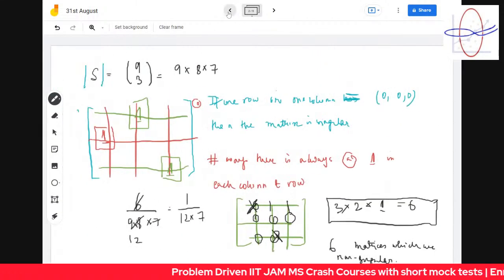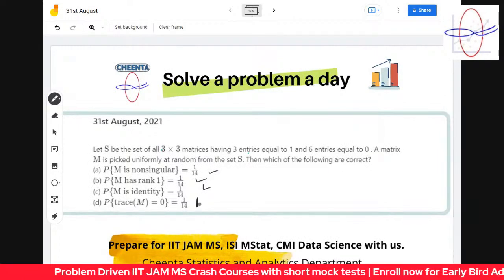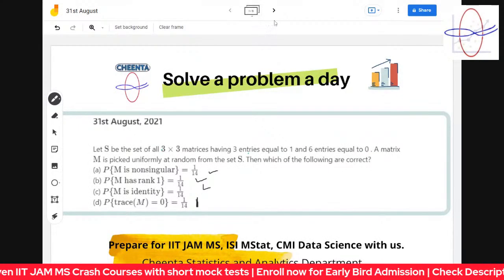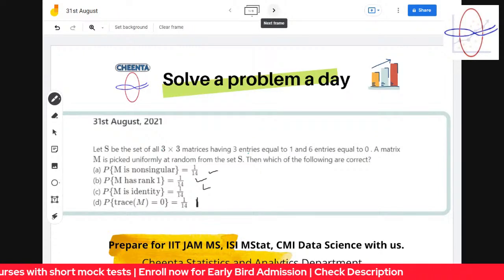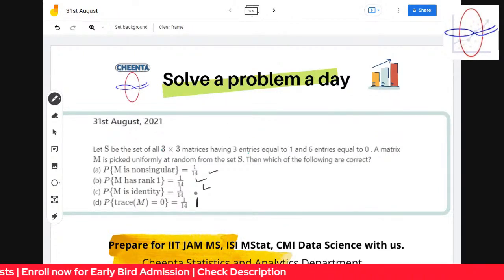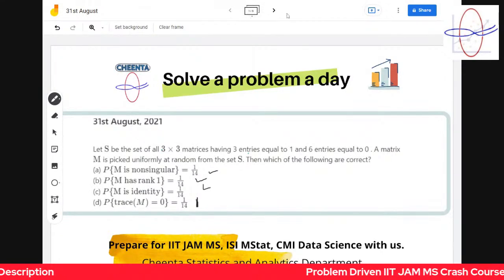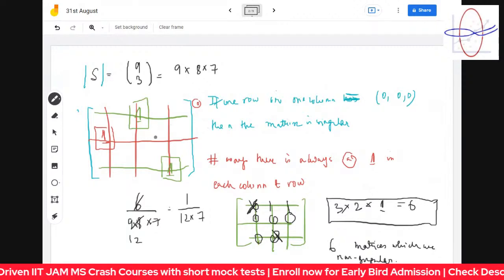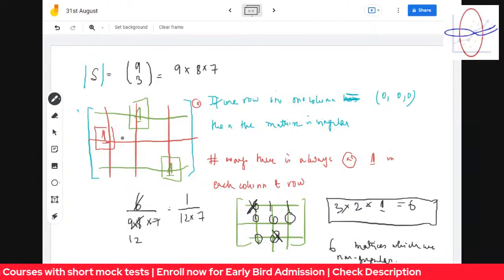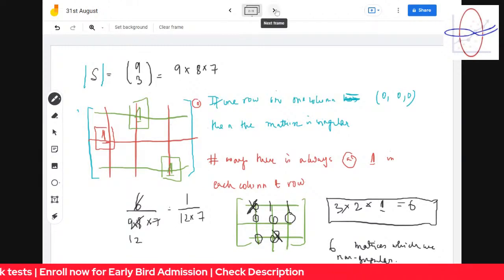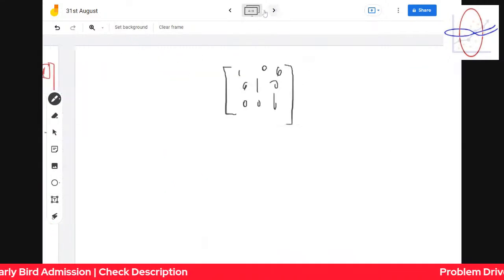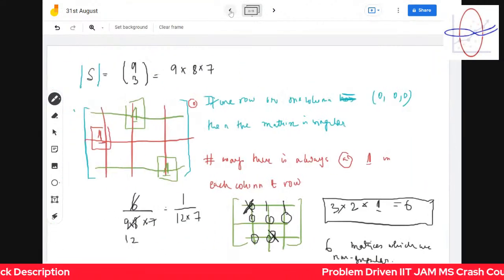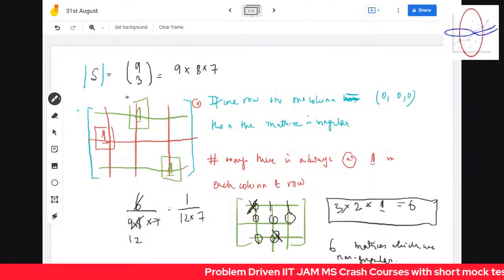Let's check what I have done wrong. So trace of M is equal to 0, so all of the diagonal entries will be 0. So 6 choose 3 by 9 choose 3. M is equal to identity is 1 by 14. No. M is non-singular. Let's check that. Let's revise that. So M is non-singular. How have we done it? We have done it by the method of that. Have I missed any other cases? I may have missed some cases over here. Let me check.